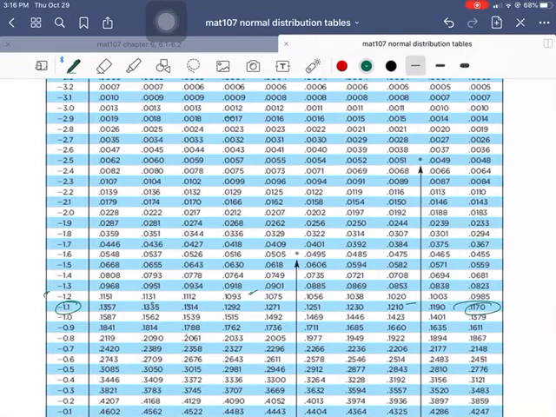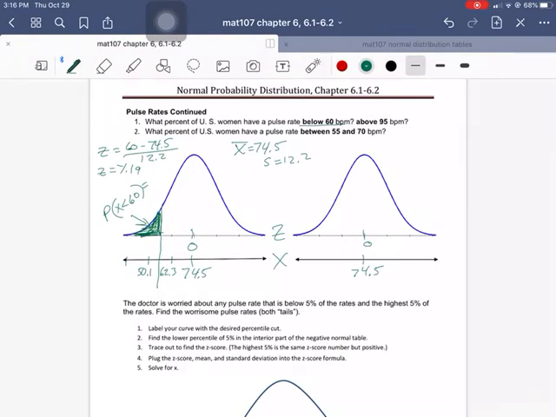So 0.1170. And because it's to the left, that's the number. Okay? That's for an x value of 60 or less. This was my 60, by the way. This z-score right here was negative 1.19, and the p-value is 0.1170. So what was the answer to the question? For 60 it was about 11.7%. Okay. How about above 95?